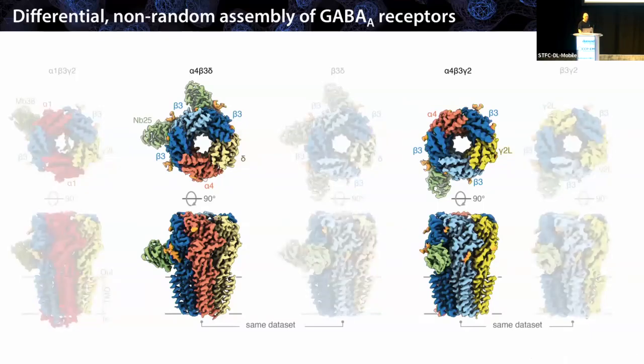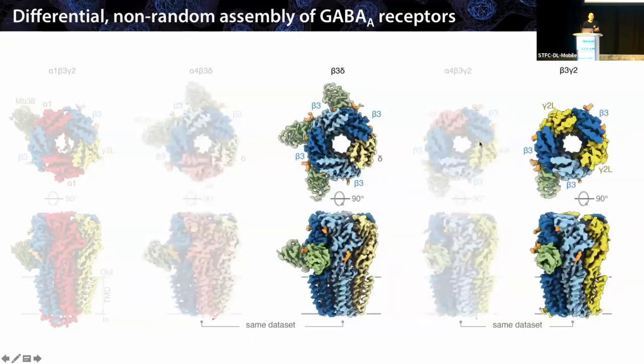So let's compare these receptors that have 3 subunits incorporated. These two have the same stoichiometry, 1 alpha to 3 beta in blue and 1 yellow, either delta or gamma, but the arrangement of subunits in the receptor is different. So here you have 3 betas consecutively, and here an alpha is between the betas. And the diheteromeric receptors also differ in the stoichiometry. So here you have 4 blue subunits and 1 yellow, and here it's 2 yellow and 3 blue.